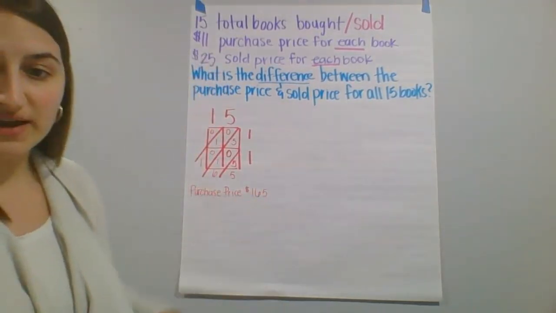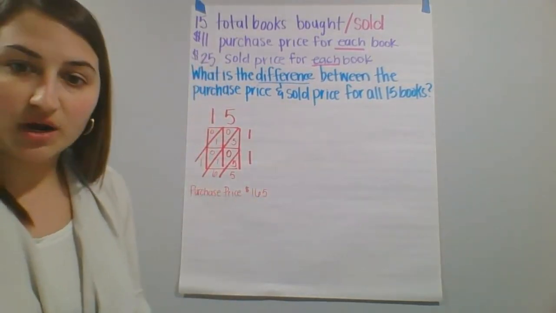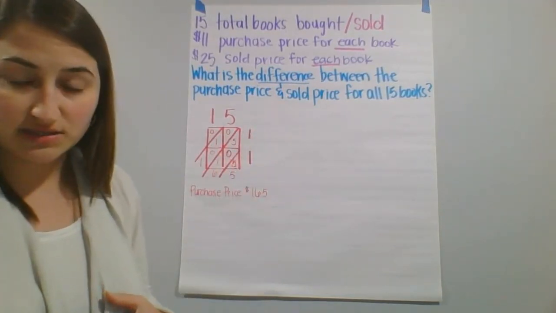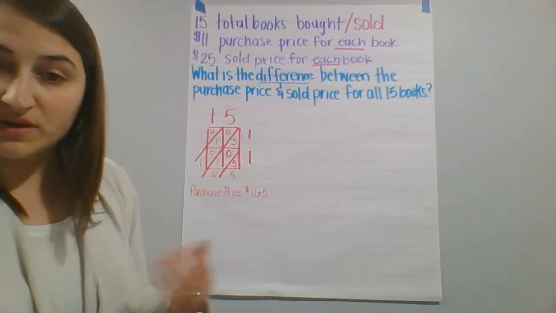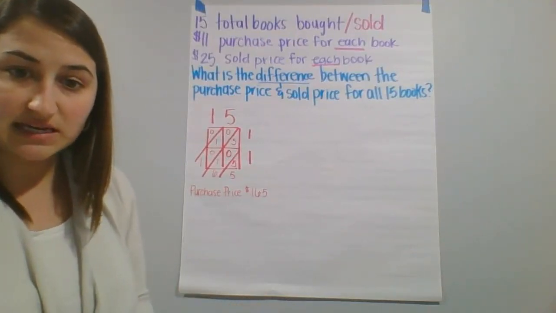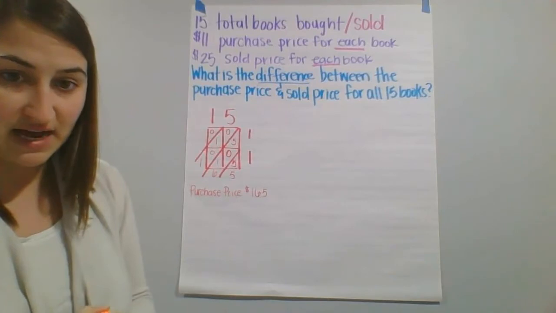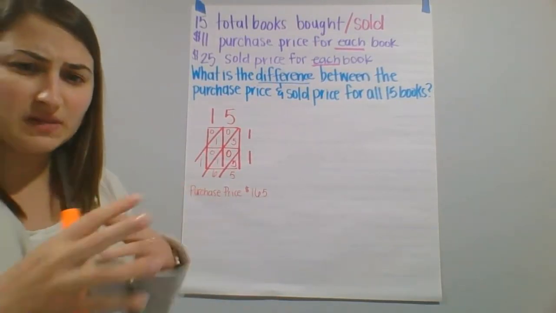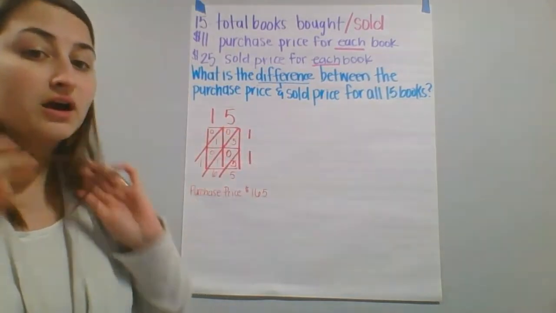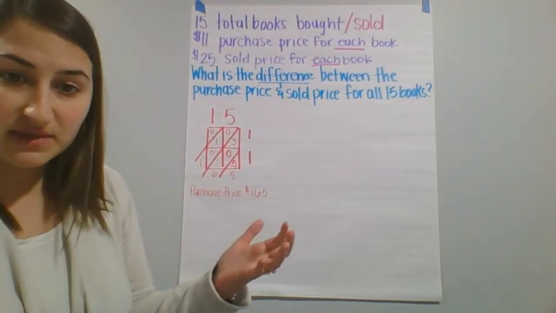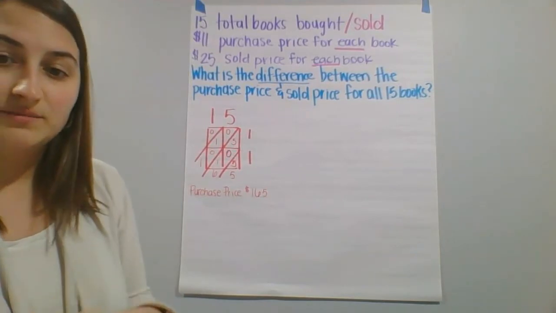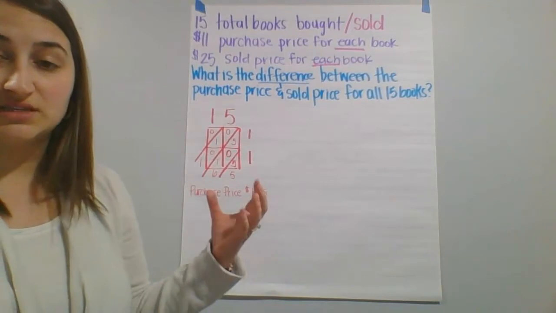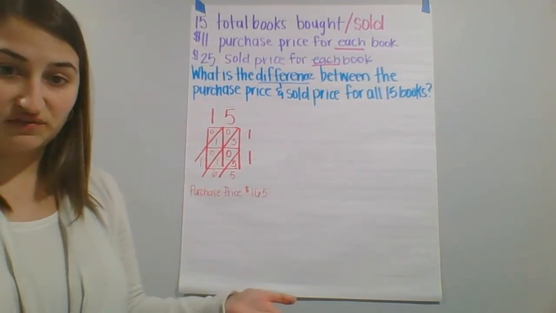Okay, so our purchase price is $165. But our question's asking what's the difference between the purchase price and the price that she sells the books for. So now she has these 15 books and she's selling them for $25. And I know when we sell something, usually our answer is going to get bigger because if we're selling something, then we're making money off of it. So we want to multiply to figure out how much money she's receiving when she sells these 15 books.